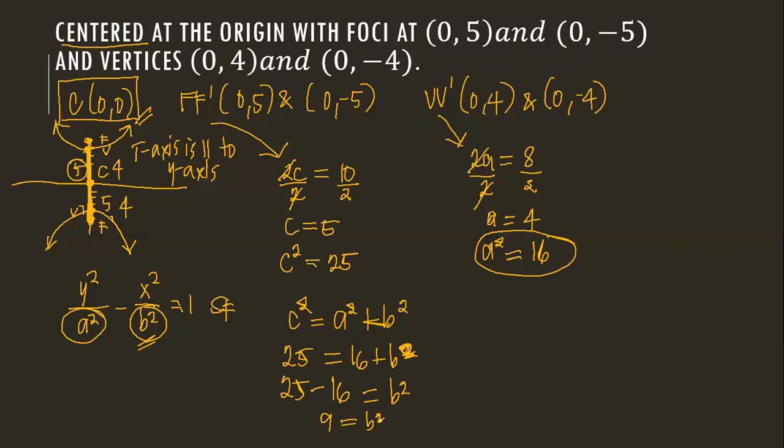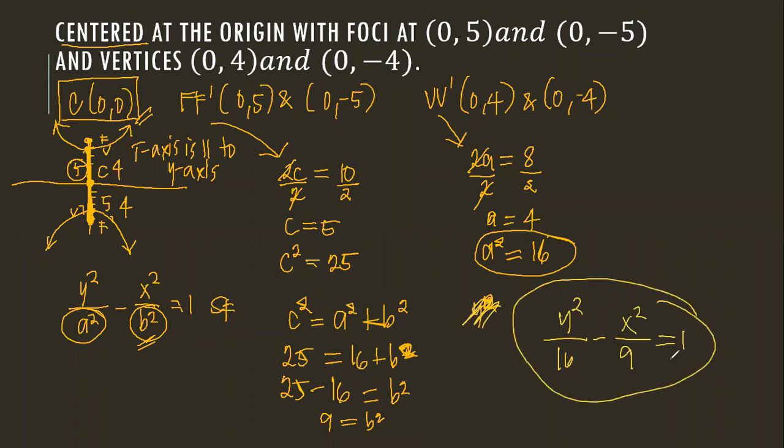Now just substitute the values. Again, we have y squared over our a squared, which is 16, minus x squared over b squared, which is 9, equals 1. So this is the equation of the hyperbola in standard form.